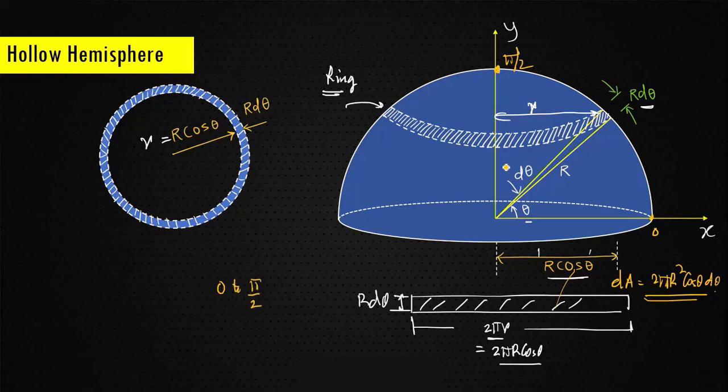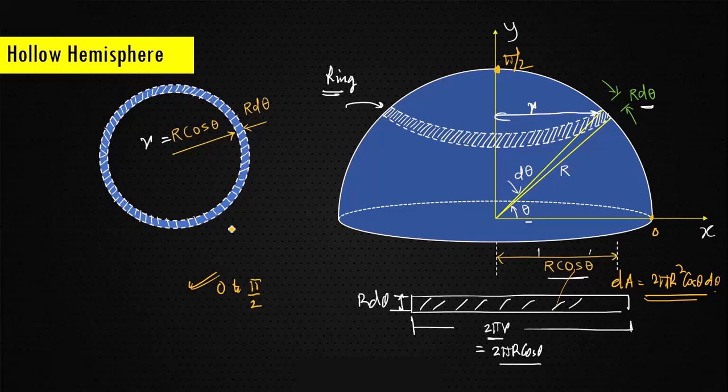Once I take one element, it will complete the entire hemisphere. So the only thing is that you have to move from 0 to pi by 2, not 0 to pi, because it will cover the entire hemisphere. So you have to take the element between limits 0 to pi by 2.